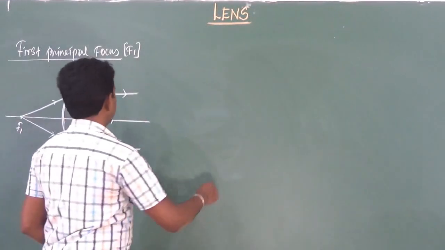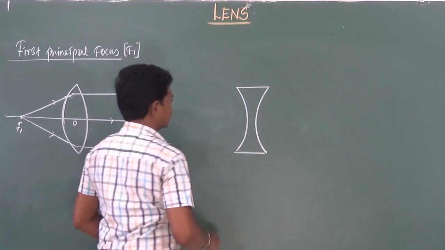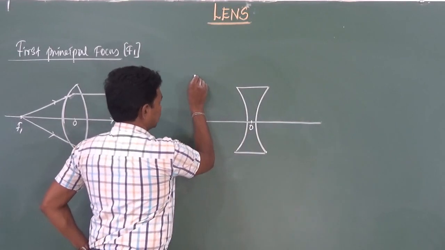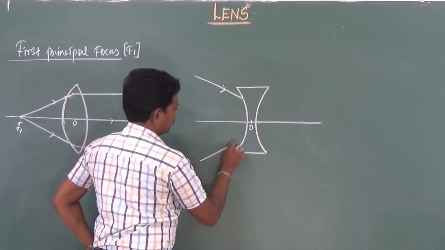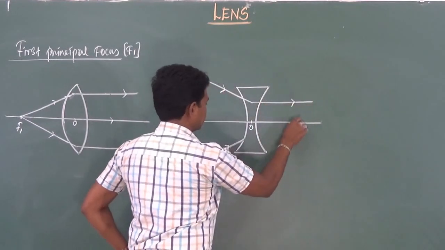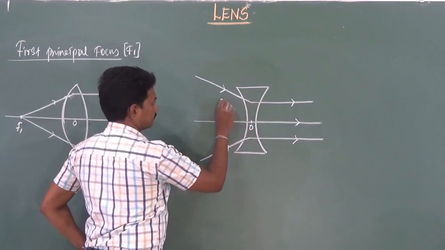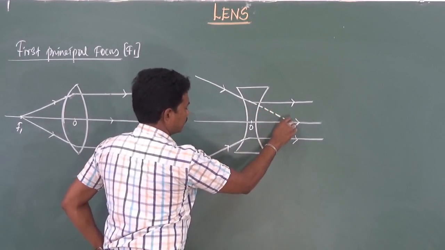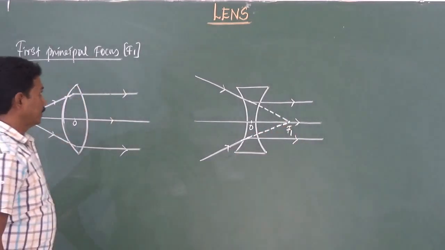So let's see what happens in a concave lens. In case of a concave lens, this is the principal axis, this is the optic center. Now, let the light rays fall on this lens from some point. After refraction, the light rays are traveling parallel to the principal axis. So here, these light rays, as they are coming towards the lens, appear as though they are starting from this point. So this point is called F1 in case of a concave lens.